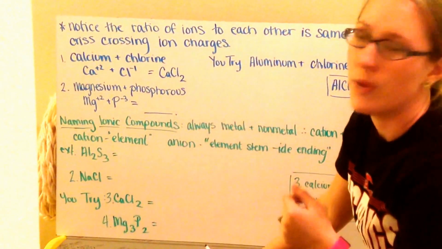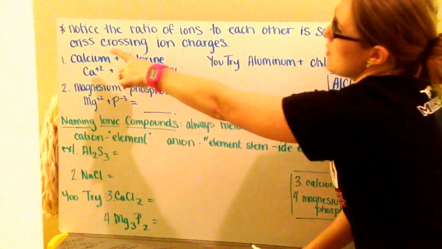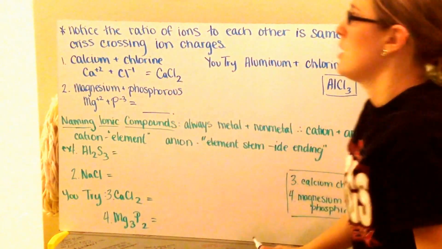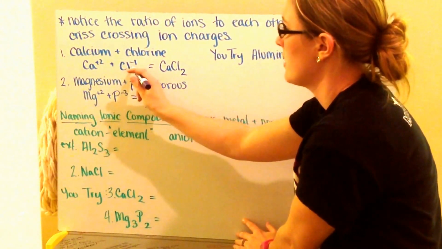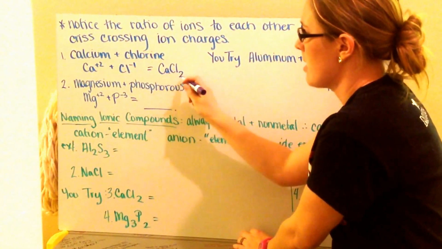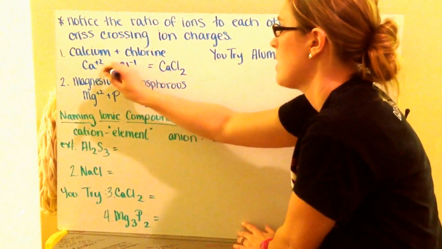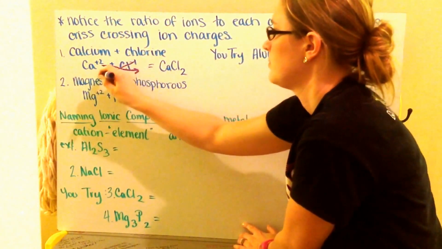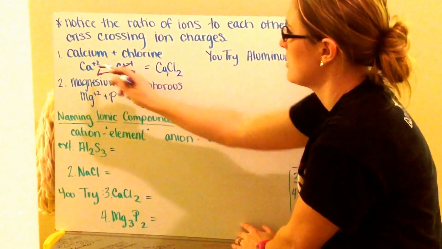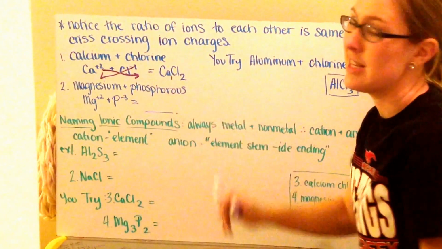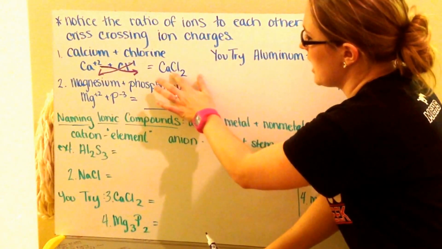Notice and look back at the ratio of ions. The ratio of ions to each other is the same as if you crisscross the ions' charges. So here we look at calcium and chlorine like we just made. Calcium +2, chlorine -1 ends up making CaCl2. If I took my charges and I crisscrossed one down to the outside of the other, my 1 would come down here, and my 2 for my calcium would come here, and I'd have CaCl2. I don't have to write the 1, it's implied, so I just have CaCl2.